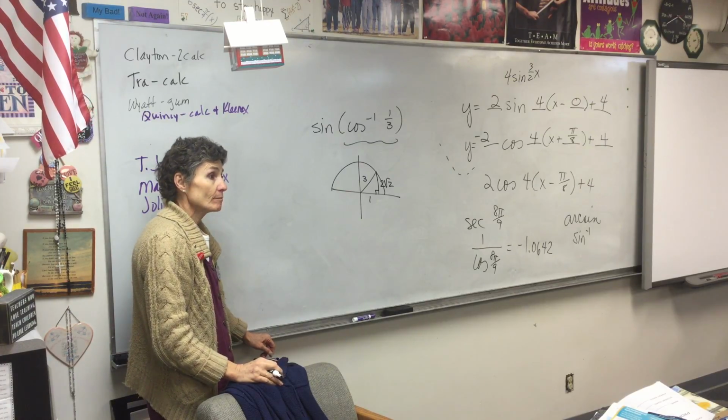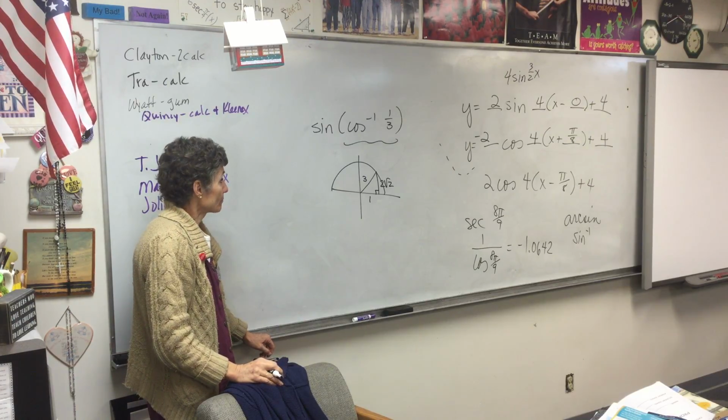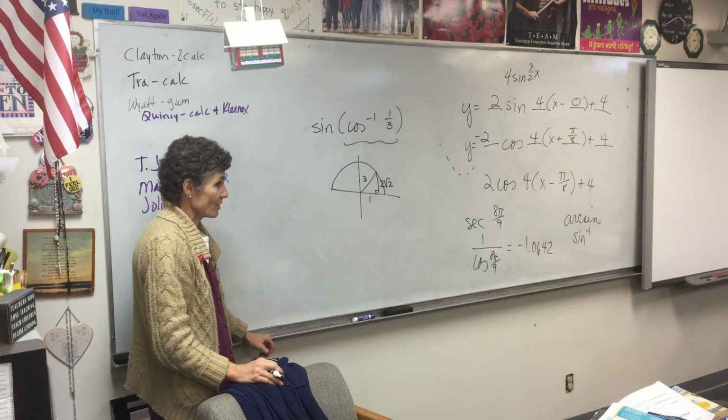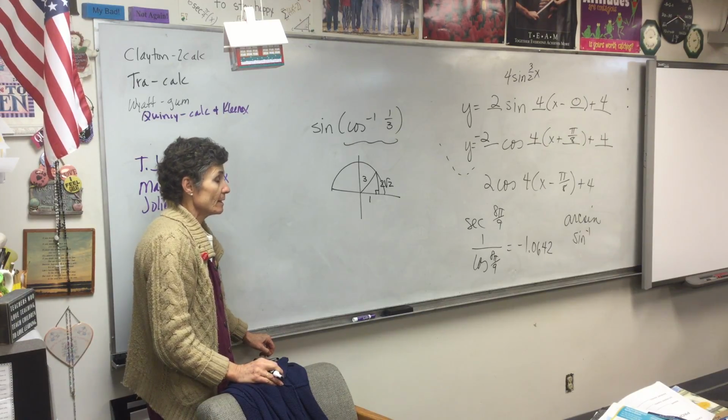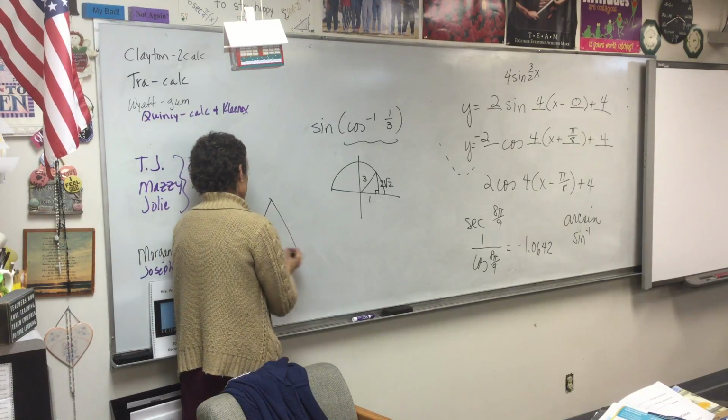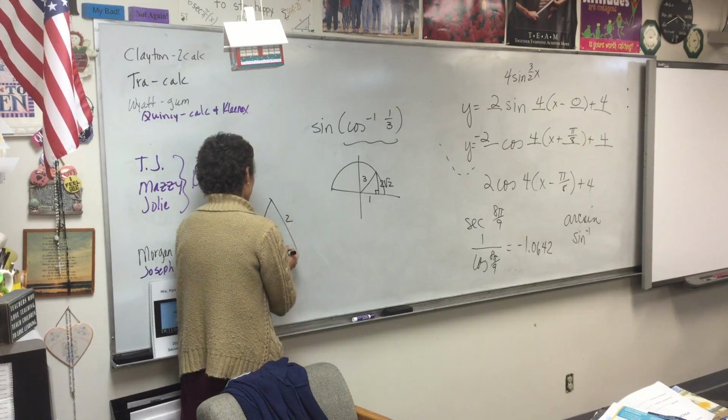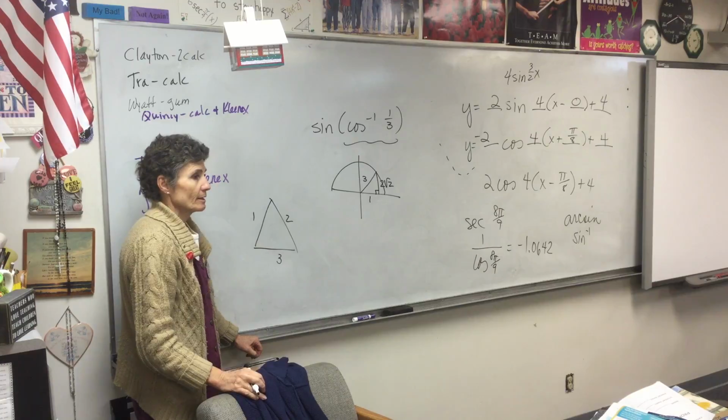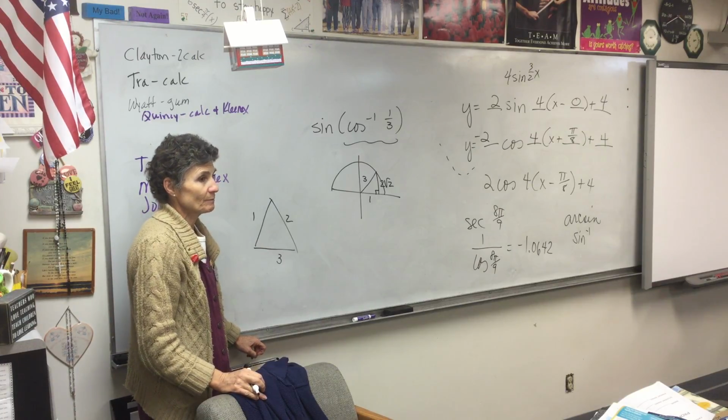What? We're going to be a 1, 2, 3 triangle. Oh, wait, my bad. We don't have a 1, 2, 3 triangle, right? In fact, a 1, 2, 3 triangle would be impossible. Can you tell me why that would be impossible? Because the hypotenuse is smaller than the side.